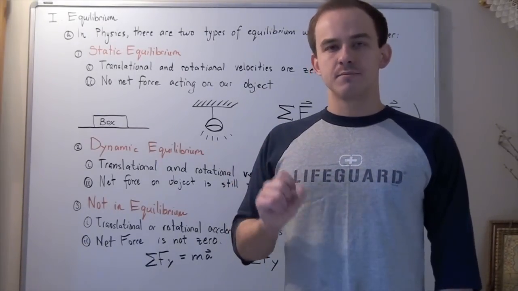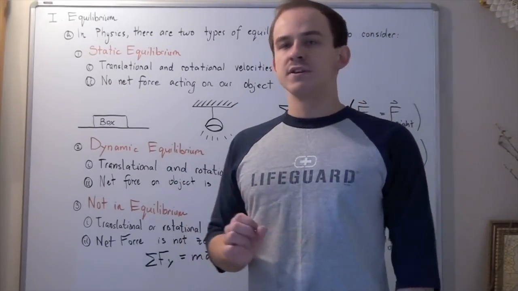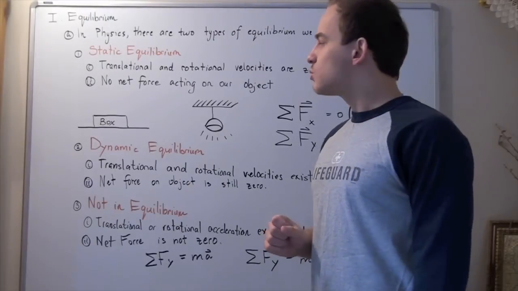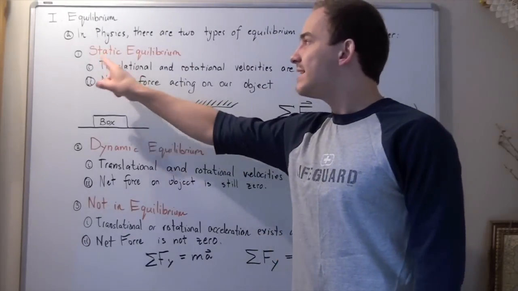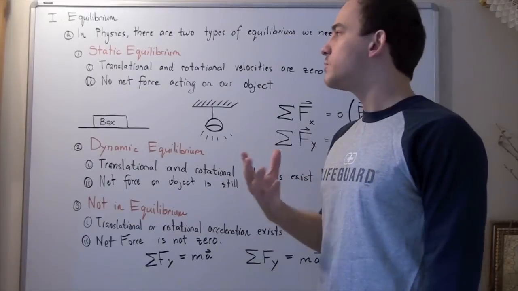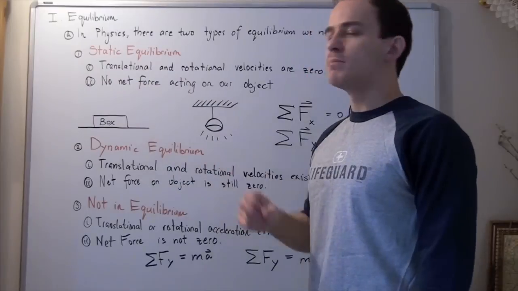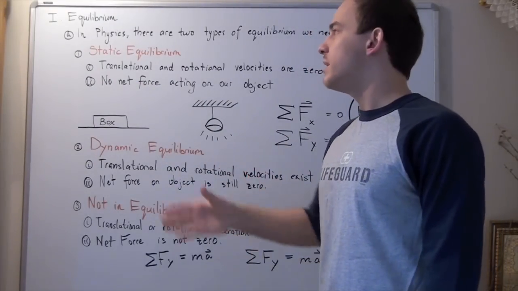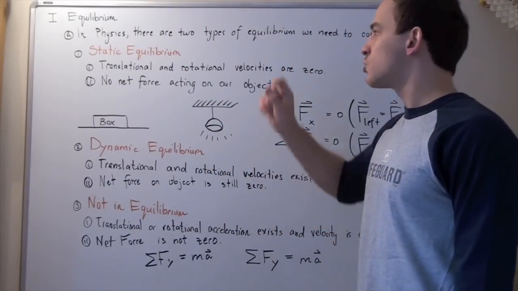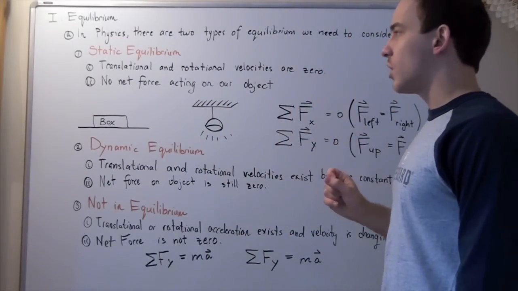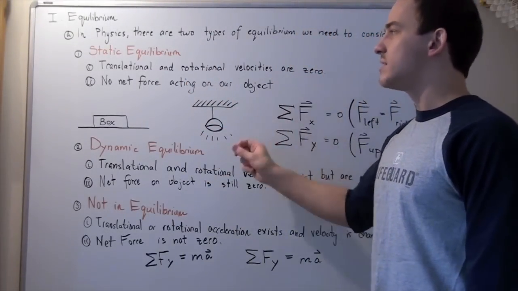There are two types of equilibrium that we can differentiate whenever we're talking about equilibrium in physics: static equilibrium as well as dynamic equilibrium. Now let's begin with static equilibrium. Static simply means stationary, so our object is stationary when it's in static equilibrium. Two things must be satisfied for our object to be in static equilibrium. First and foremost, translational as well as rotational velocities must be zero, and secondly, no net force is acting on our object or system of objects.